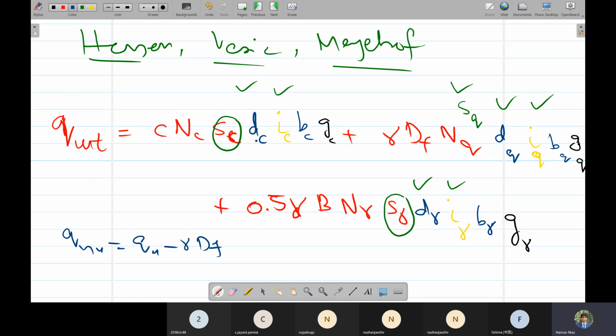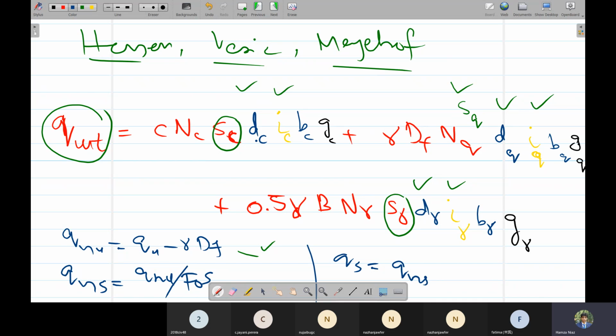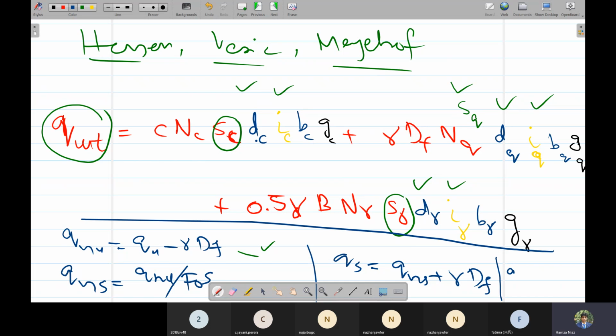So the steps are again the same. First we find Q ultimate, and then we subtract gamma Df from this, and we get Q net ultimate. Before we were doing this step directly because we had taken common, but now we have to do this separately. After net ultimate, Q net safe is simply Q net ultimate divided by factor of safety, that is usually 3. And Q safe is equal to Q net safe plus gamma Df. So this is how we can find Q net safe and Q safe. And if we require the area of footing, Q safe is equal to total load per area of footing. So we can use this effect.